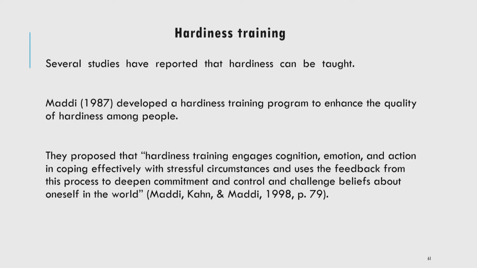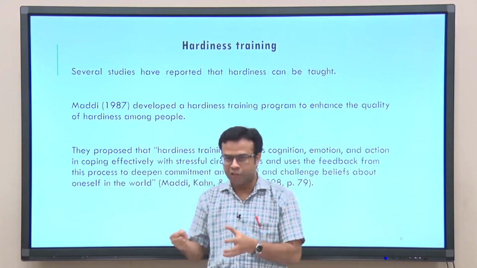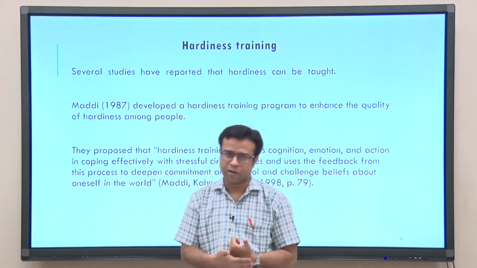hardiness training engages cognition, emotion and action in coping effectively with the stressful circumstances, and uses the feedback from this process to deepen commitment and control and challenge beliefs about oneself in the world. So, in hardiness training, typically what they do is teach people how to cope effectively in stressful circumstances, and take feedback from these coping situations and deepen the sense of commitment, control and challenge, because these are three important qualities that need to be enhanced for psychological hardiness. So, while training coping strategies, they also teach how to use or increase these qualities of commitment, control and challenge in different stressful circumstances.